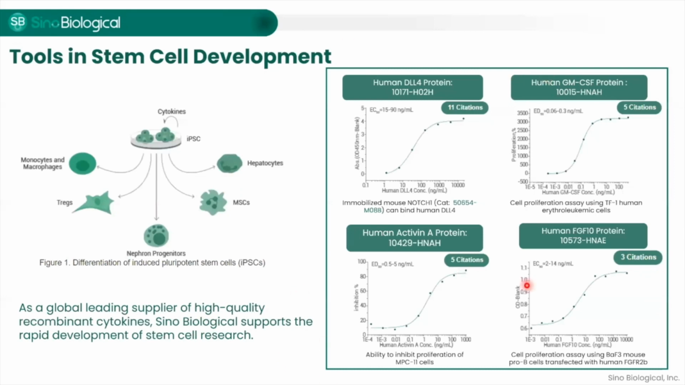And here are a few examples of DLL4, GM-CSF, Activin A, FGF10 growth factors and cytokines. And you can see here that they are validated for their bioactivity in cell proliferation and different binding assays. And also these cytokines and growth factors are highly cited in reputable journals as well.